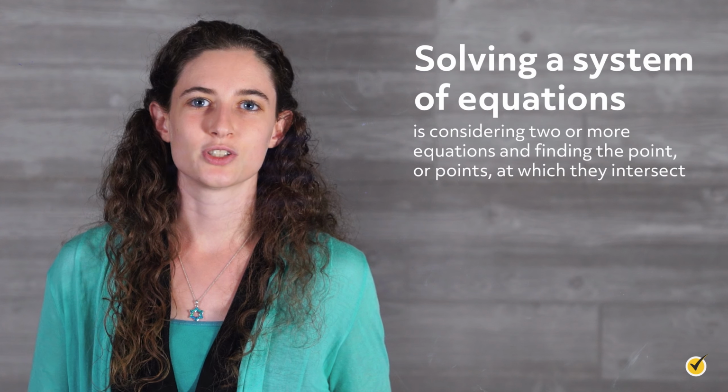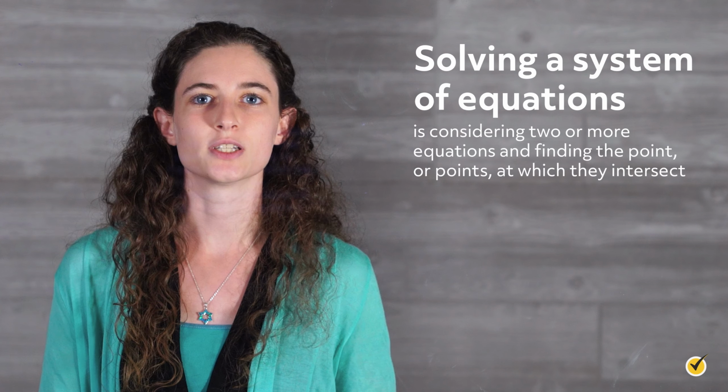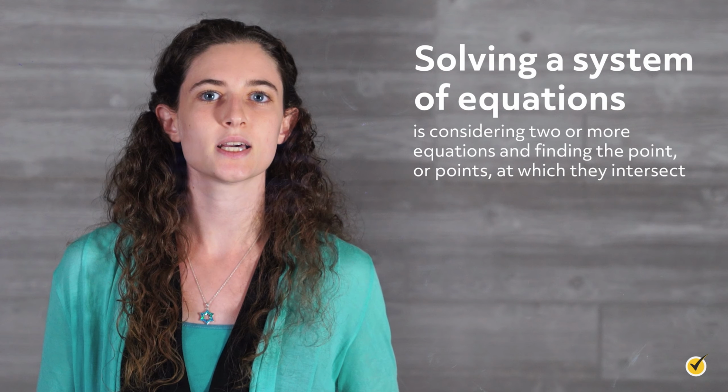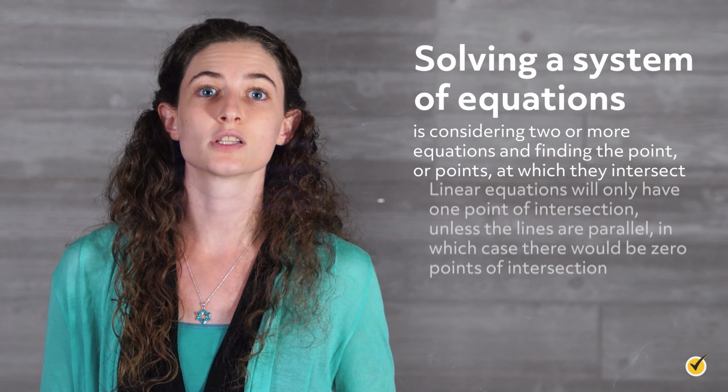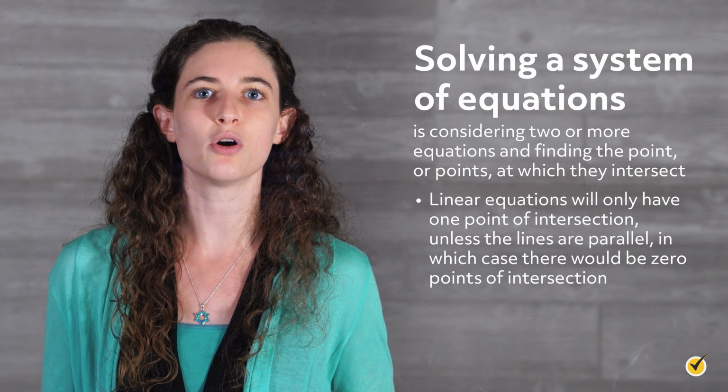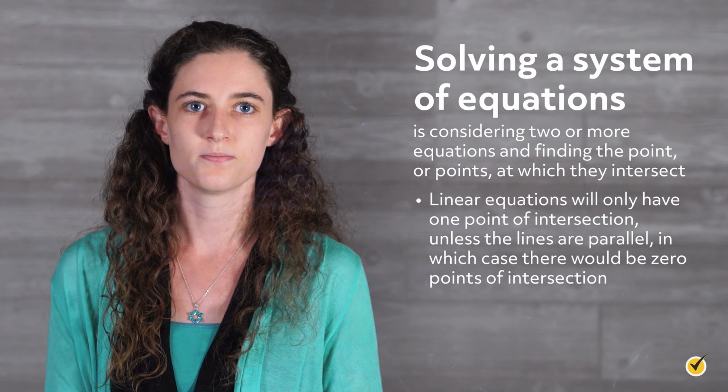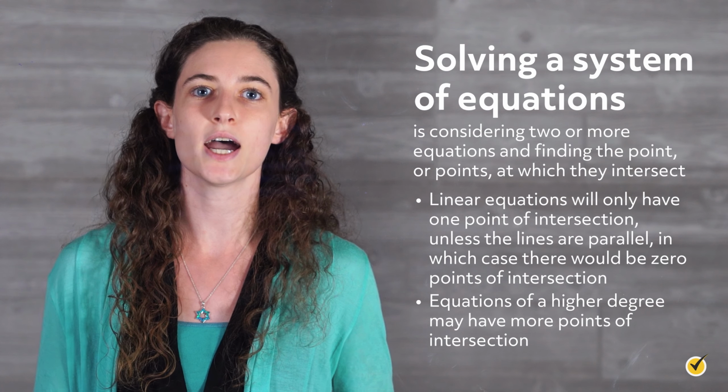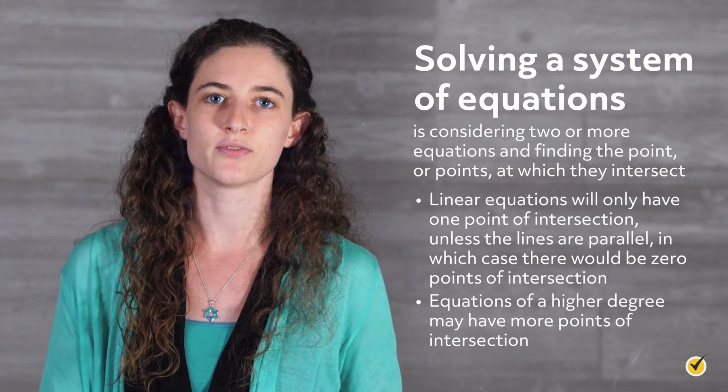Solving a system of equations is considering two or more equations and finding the point or points at which they intersect. If you're considering linear equations, then there will be only one point of intersection, unless the lines are parallel, in which case there would be 0 points of intersection. If you're considering equations of a higher degree, there may be more points of intersection.